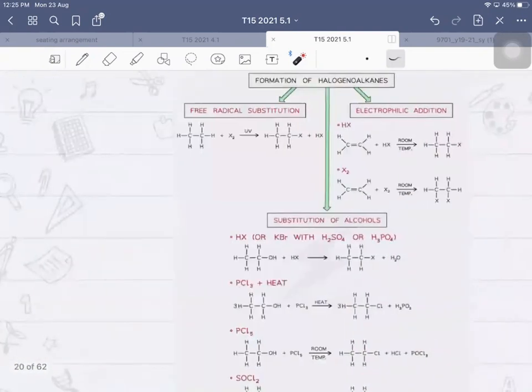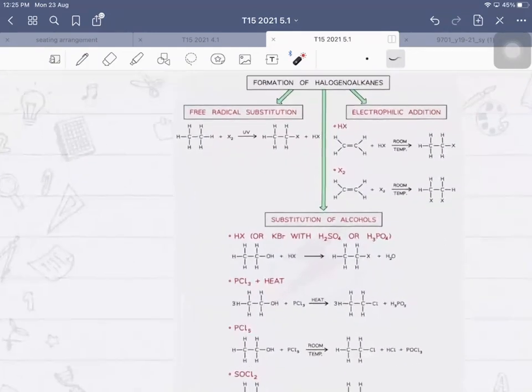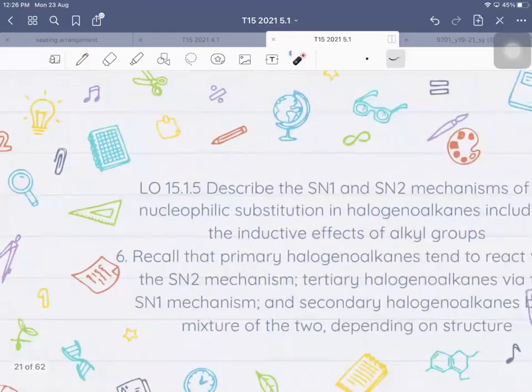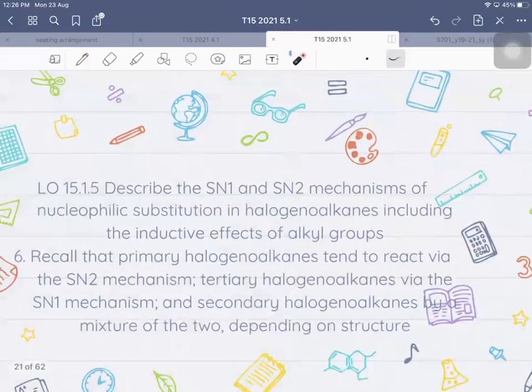Okay, so this is just the overview of the reactions that can result in the formation of halogenoalkanes. Next, we want to look at the reactions of halogenoalkanes. The mechanism for halogenoalkanes is called the nucleophilic substitution reaction. There are two types, SN1 and SN2.